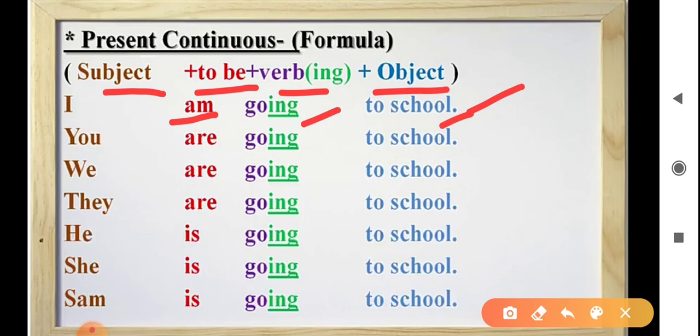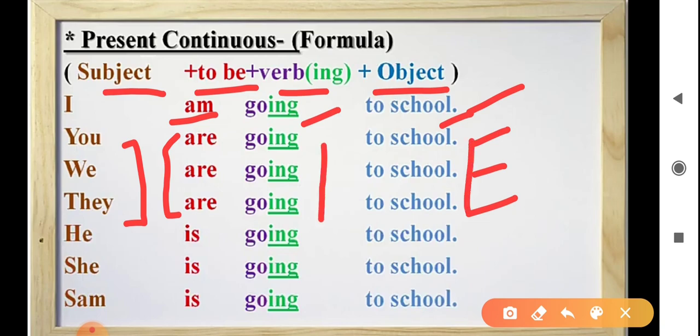Now take the second example. You are going to school, we are going to school, they are going to school. You, we, they are plural subjects. That's why we use are as the be form of the verb, go with the ing form, and to school is the object. Now take further examples. He is going to school, she is going to school, Sam is going to school. He, she, Sam are singular subjects. That's why we use is as the be form of the verb. Go is used with the ing form and to school is the object.